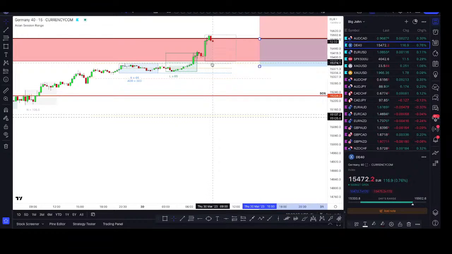Where did I want to check? So I'm just on German 30 because I'm looking to take that trade live on all of my accounts, on all of my prop accounts.